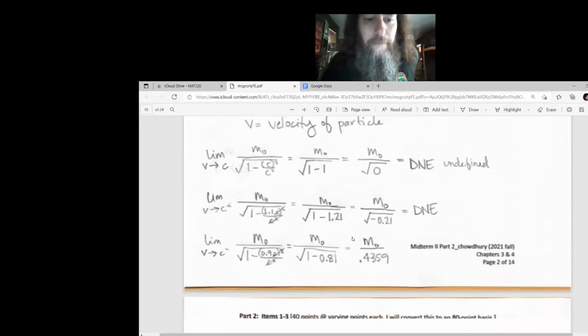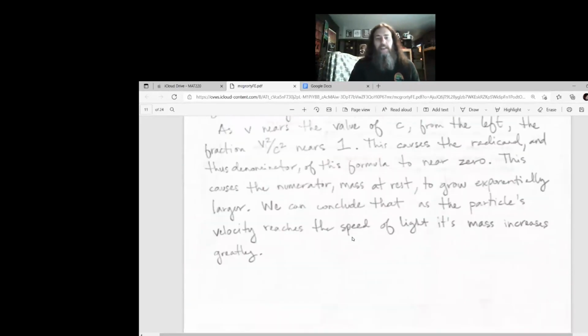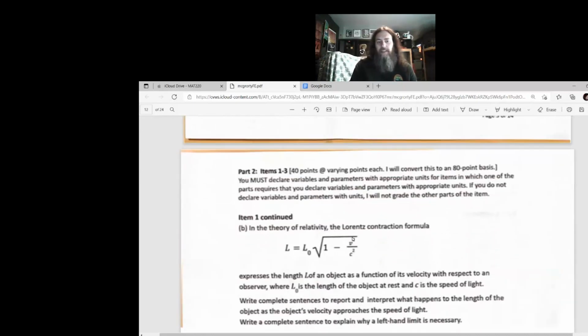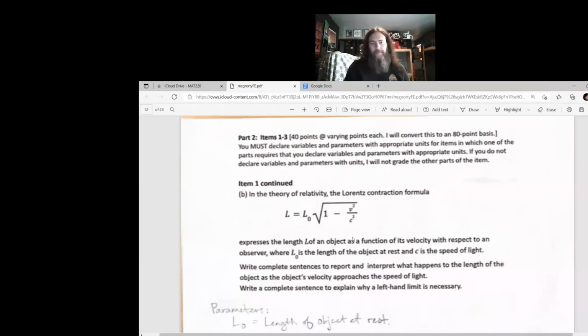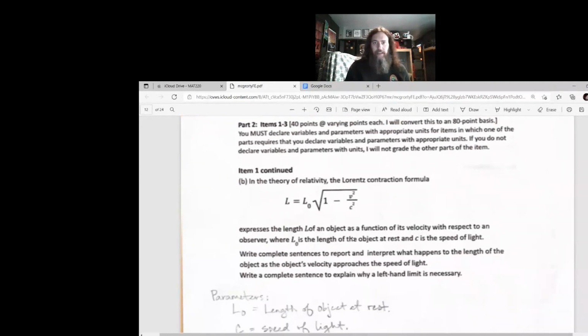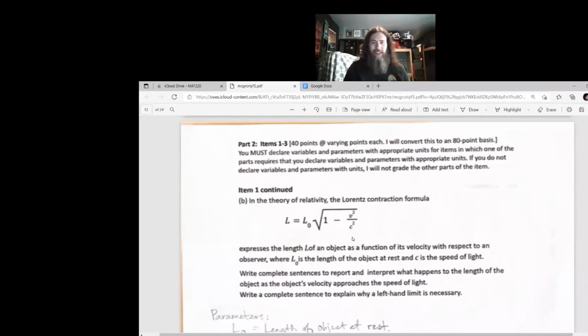So yeah, like I said, it's necessary because then we get into imaginary numbers or undefined numbers, and we need to remain in the real world for this. So I think that covers it for number 1. Let's move into number 2, another cool one.